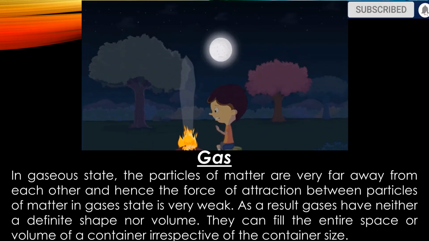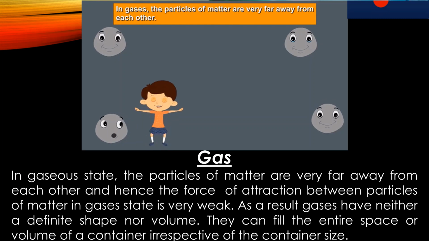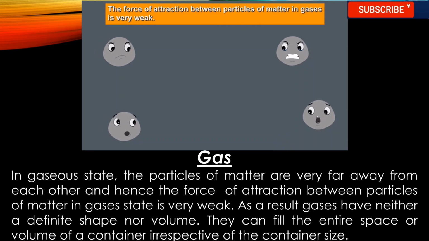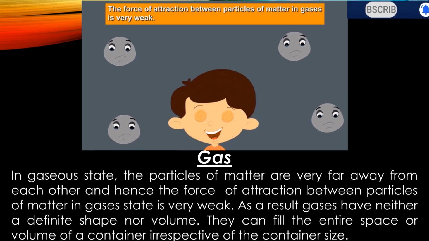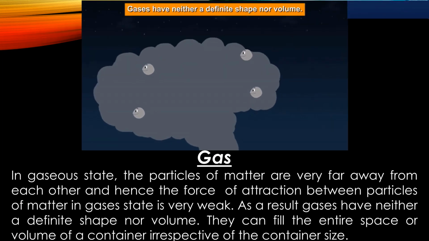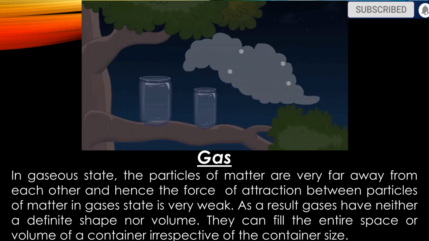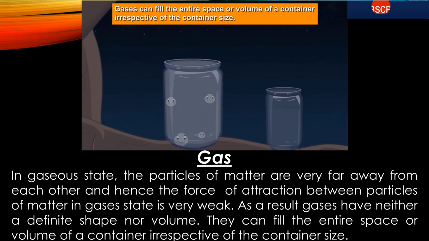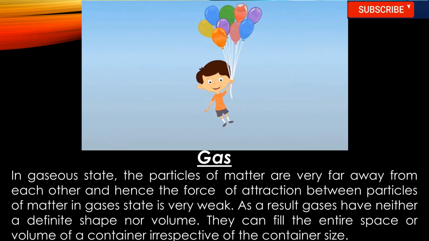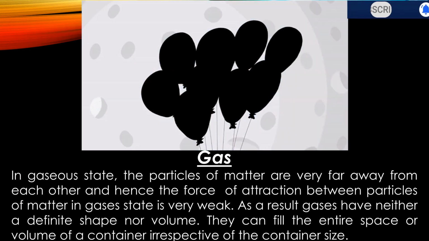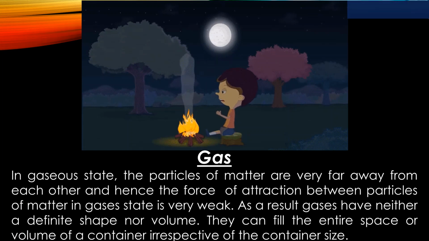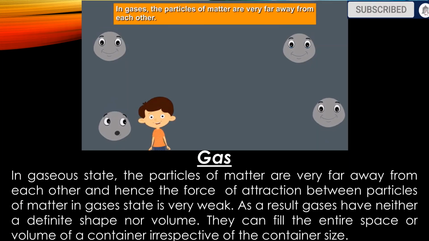So we have seen in the solid state, the force of attraction is very high. They are closely packed particles, whereas in the liquid state of matter, the particles have comparatively weaker force of attraction. And now in the gaseous state, the particles of matter are very far away and hence have very little force of attraction. Therefore, they have neither a definite shape nor a definite volume.